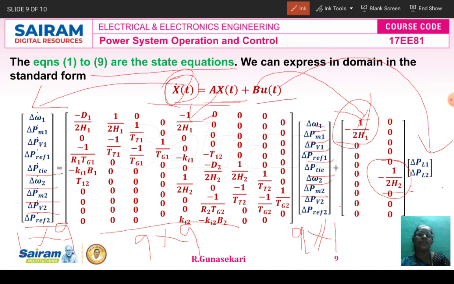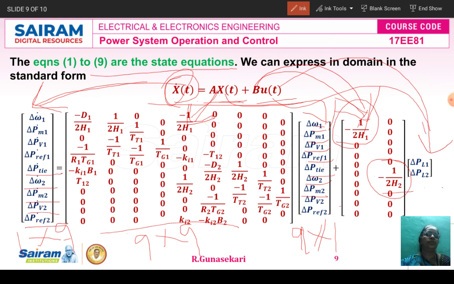So therefore this is the standard form. What is the standard form? x dot of t equal to A x of t plus B u of t. The x dot of t represents this one, A represents this 9 into 9 matrix, x of t is this matrix, B is this B matrix, and u of t is this matrix. Now the standard equation can be rewritten in matrix form. This is the state equation or state model vector equation of the two area system.